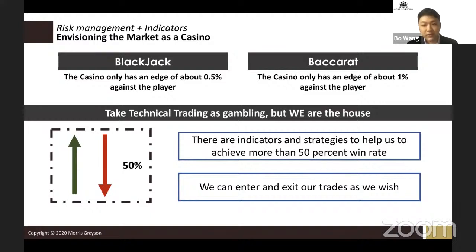In technical trading, we can treat the Forex market as the casino, and we are the players. So in a normal situation, a trade can either go up or go down, right? Therefore, we have a 50% chance of winning. Since we need to pay commissions to the broker to enter our trades, we are eventually at a disadvantage in the game.